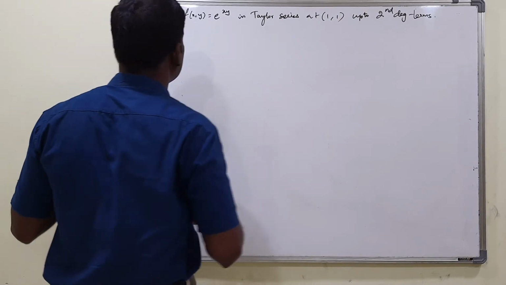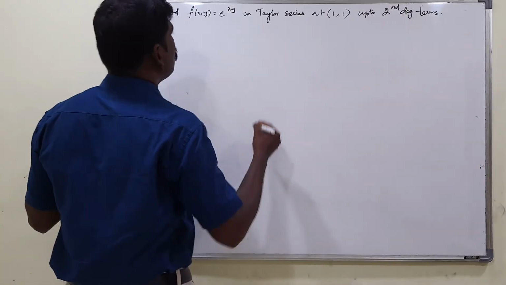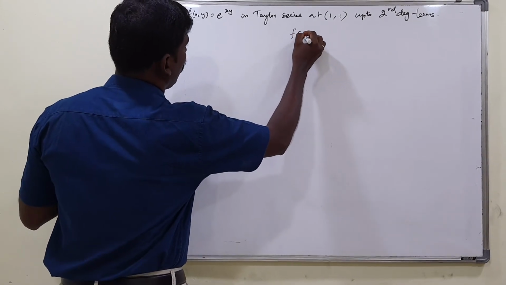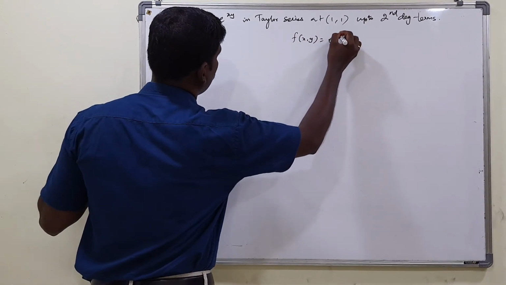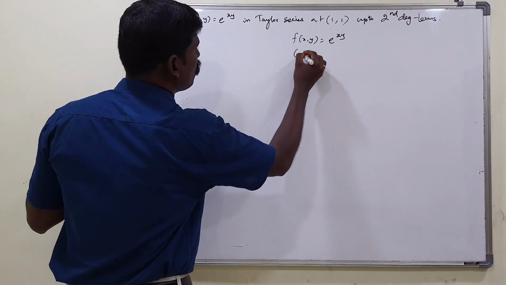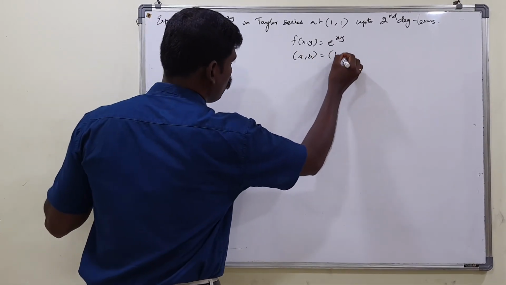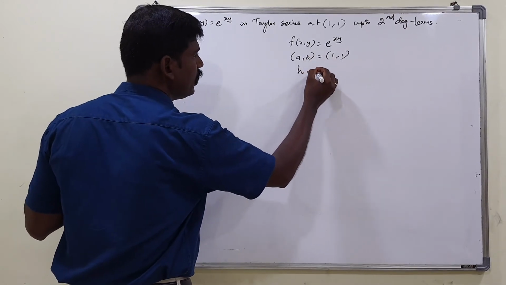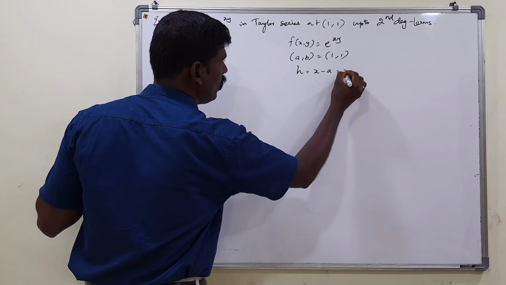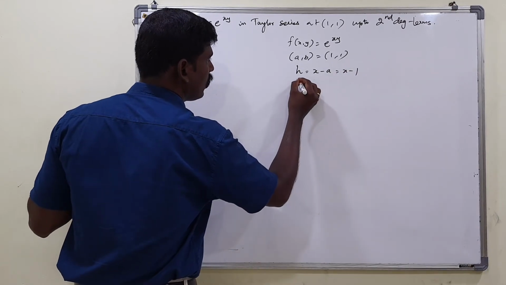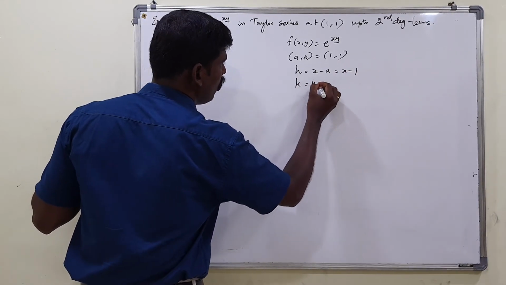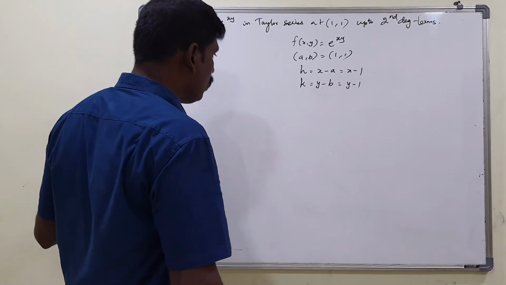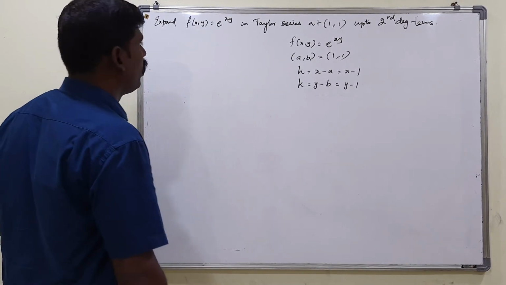Okay, that's right. So the point is directly given, isn't it? So f of x comma y is e power xy. So a comma b is given directly. So it is 1 comma 1. So a is 1, b is also 1. So what is h? x minus a, that is equal to x minus 1. k is equal to y minus b, that is equal to y minus 1. So h and k are x minus 1 and y minus 1.